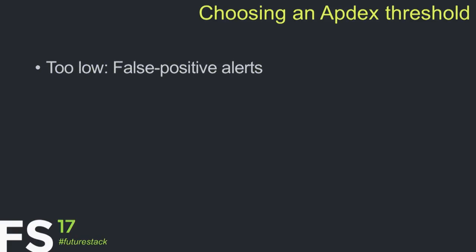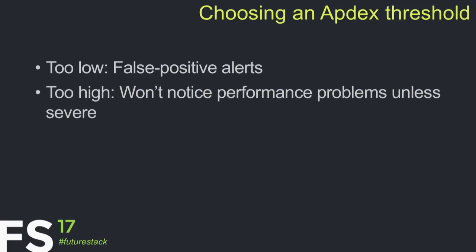When it comes to choosing a T value when you start using New Relic, you don't want to choose too low, because we'll send you a lot of alerts, and you'll probably start to ignore those. That's something that we don't want. If it's set too high, then we won't necessarily understand there's an issue from a New Relic standpoint.